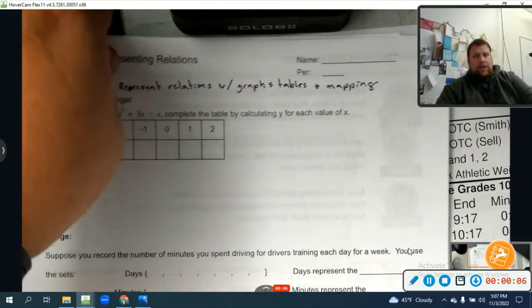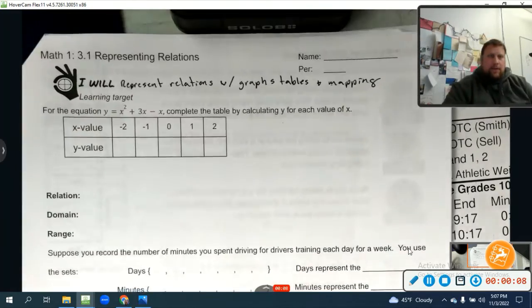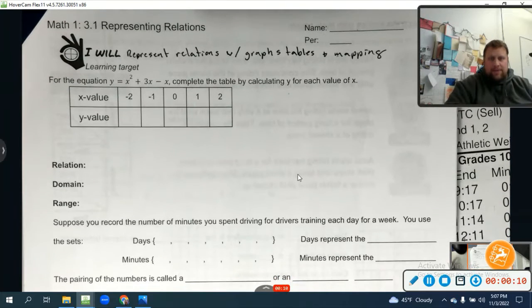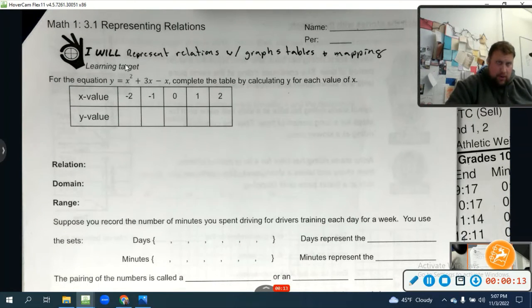We're doing representing relations, and your learning target is: I will represent relations with graphs, tables, and mapping. Your warm-up is for the equation y equals x squared plus 3x minus x. Complete the table by calculating y for each value of x.